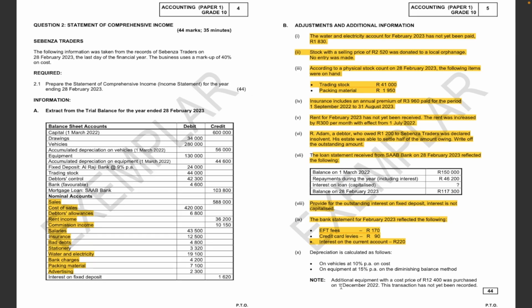Remember, I bought it on the 1st of December. If I bought it on the 31st of December, I wouldn't count December. But if it's on the 1st, I have to count the full month. So December, January, and February. So those are 3 months that I've had this equipment.